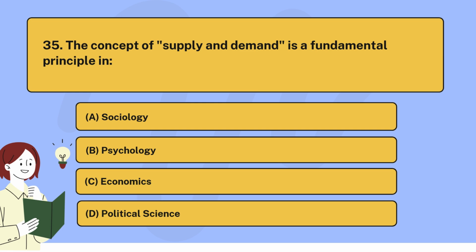Question 35. The concept of supply and demand is a fundamental principle in A. Sociology, B. Psychology, C. Economics, D. Political science.